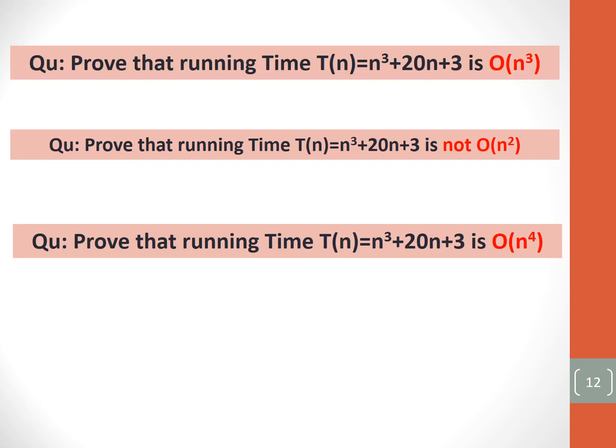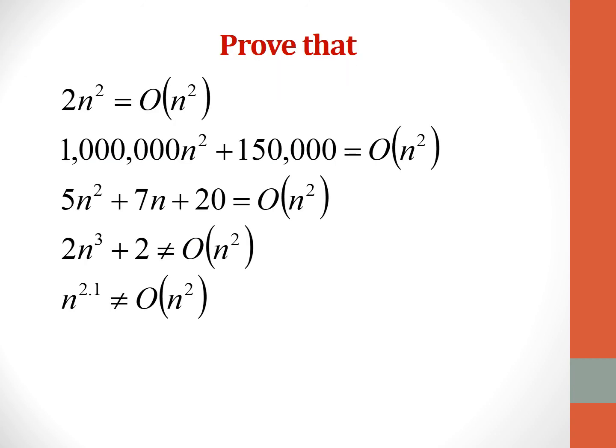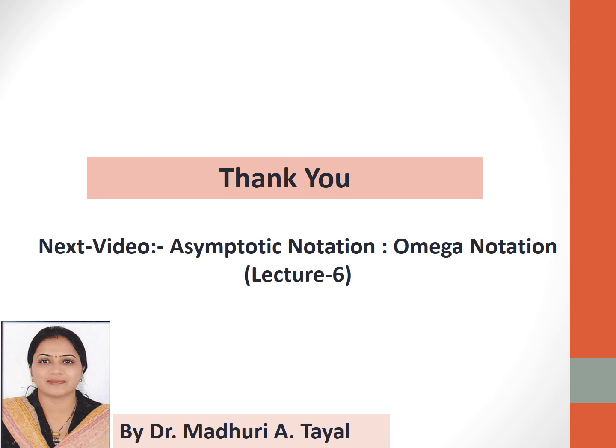These are some more questions that you can solve for practice. Prove that 2n² = O(n²), then this big equation, the second problem, the third problem, then the fourth problem. It is said that 2n³ + 2 is not equal to O(n²), and n^2.1 is not equal to O(n²). You can solve all these questions for practice purposes.